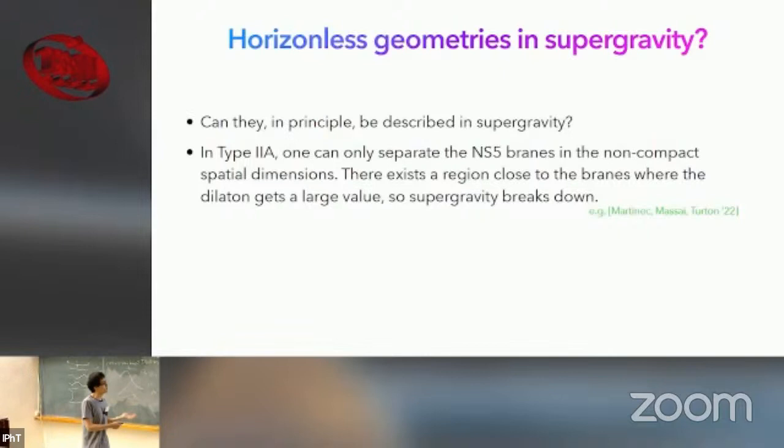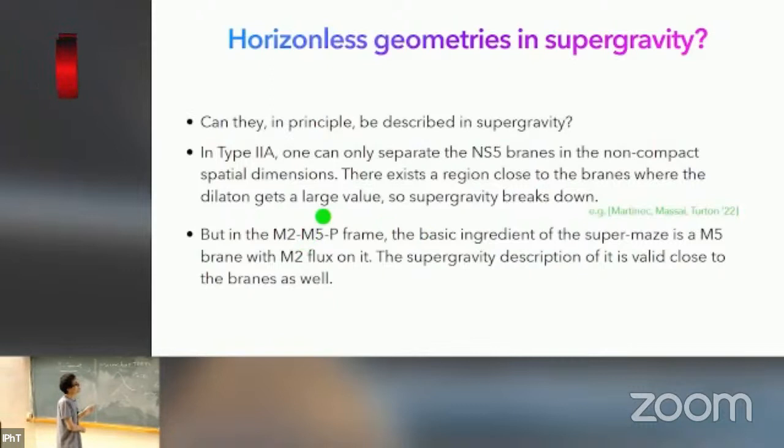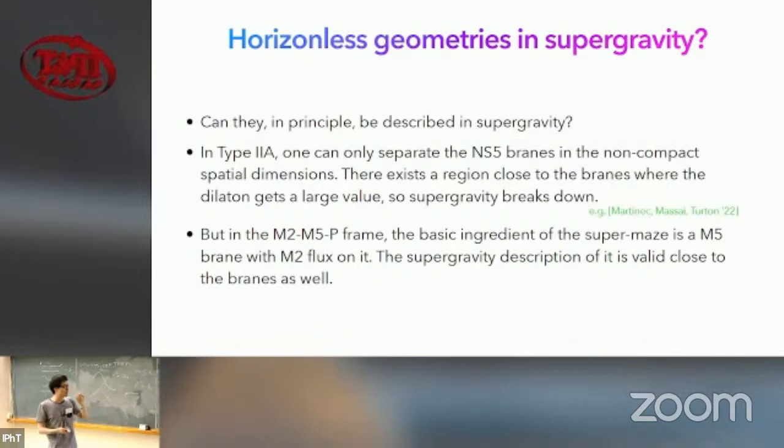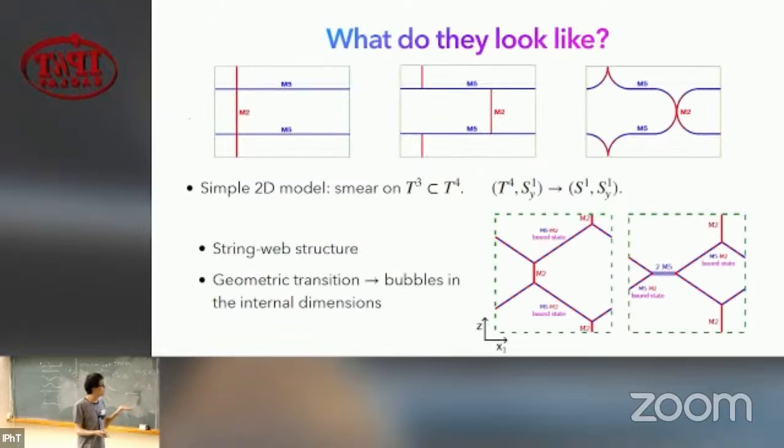And we have the hope that the physics here is better because, in the M2, M5, P frame, the basic ingredient of the super maze is the M5 with sometimes some M2 flux on it. And this time you don't have a dilaton anymore. And so there's the hope that the supergravity description is valid close to the brane as well. So what do these microstates look like in the regime where everything is back-reacted?